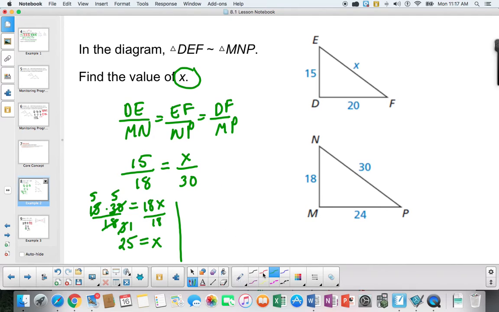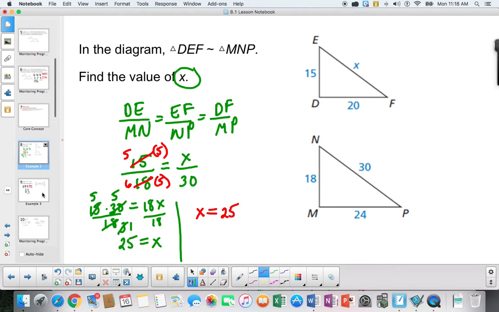Another way I like to do it is to reduce before I cross multiply. So 3 goes into here 5 times, 3 goes in here 6 times, and then I ask what number times 6 makes 30. I know that number is 5. So if I multiply the bottom by 5 to get the 30, I must multiply the top by 5. And so I get X equal to 25. So these are two strategies to help you with proportions. You can do the cross multiplying, or you can reduce if possible, and then make the fractions equal to each other.